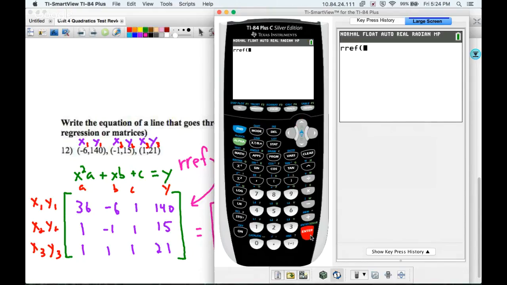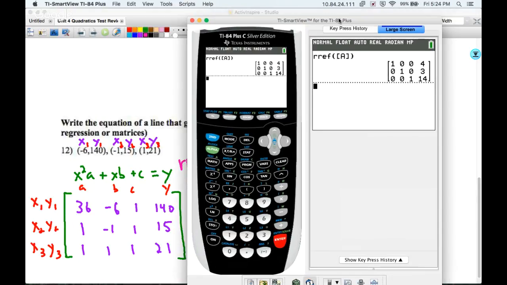Okay, press enter. That brings it to our main screen. Now we need to plug into it which matrix we want to do this to. So we hit second matrix and we select matrix A. That's the matrix we just edited. So it's pulling in the one we just edited. It's going to do the reduced row echelon form on it. And there we have our values, 4, 3, and 14.